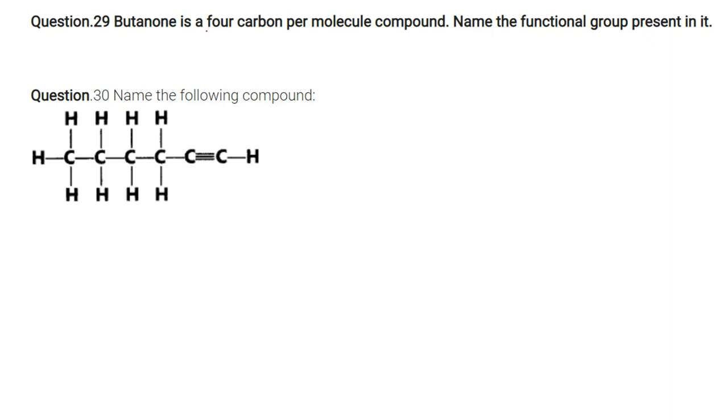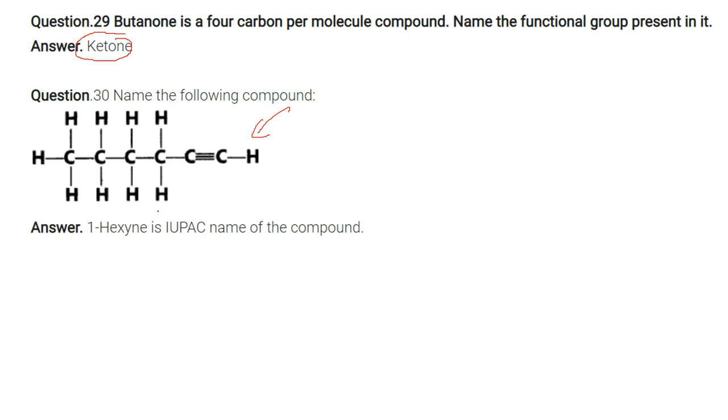Butanone is a 4 carbon per molecule compound. Name the functional group present in it. It is ketone. Name the following compound. What is this compound? This is 1-hexene. Its IUPAC name is 1-hexene.